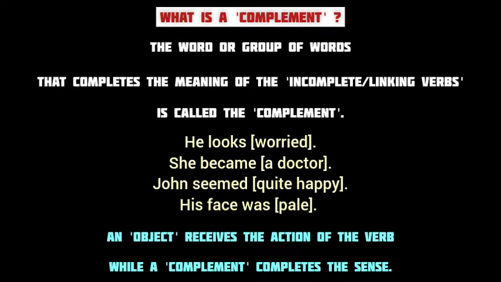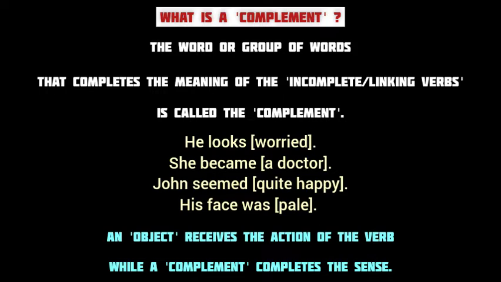And so the word or group of words that completes the meaning of these incomplete verbs is called the complement in English grammar. For example, in the sentence, he looks worried, the word worried completes the sense of the incomplete verb looks. Hence, it's the complement of the verb looks. Similarly, the noun a doctor completes the sense of the verb became. The phrase quite happy completes the verb seemed, and the word pale completes the meaning of the verb was.